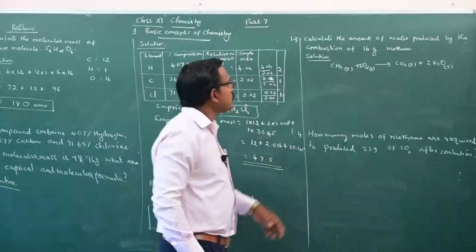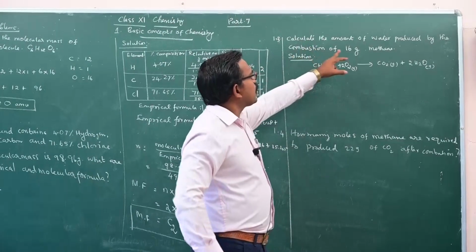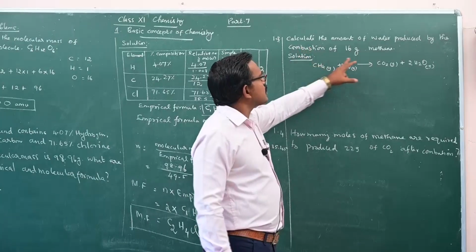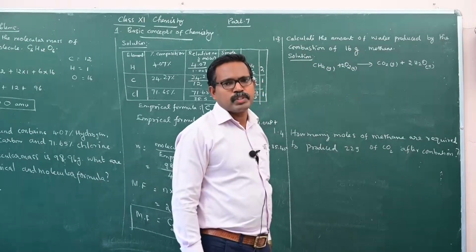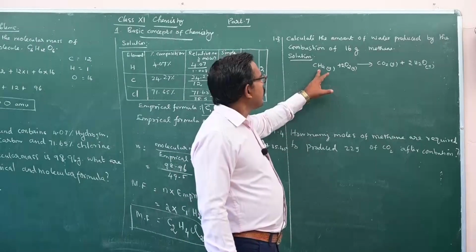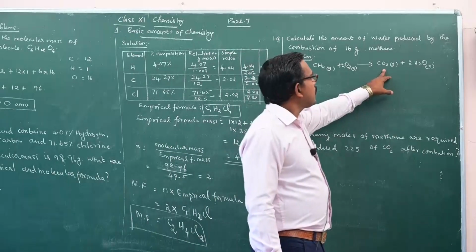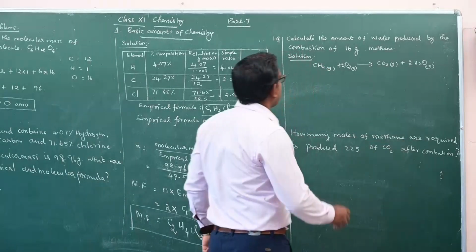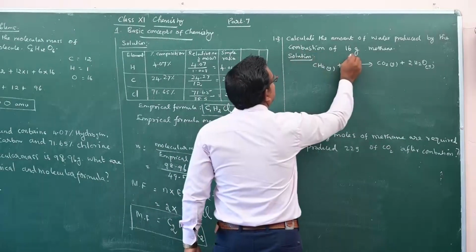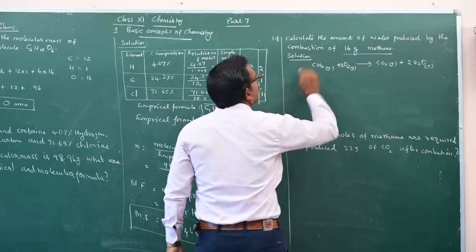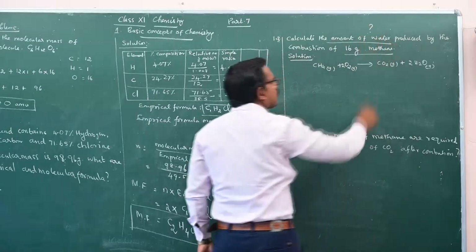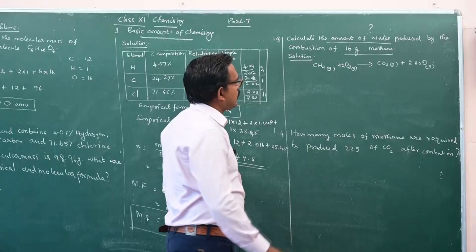Now, calculate the amount of water produced by the combustion of 16 gram of methane. Methane, on completely burning with oxygen, provides carbon dioxide and water. Look at the problem: combustion of 16 gram of methane gives what amount of water? You find out the amount of water.